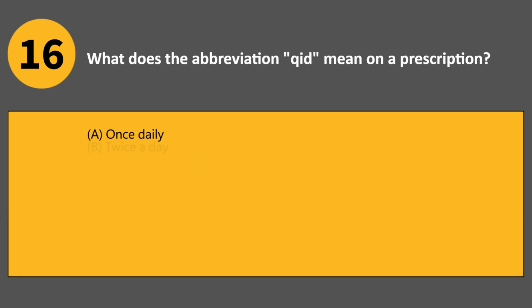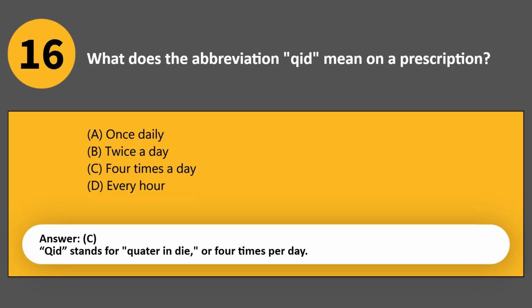What does the abbreviation QID mean on a prescription? A. Once daily. B. Twice a day. C. 4 times a day. D. Every hour. Answer C. QID stands for quarter die, or 4 times per day.